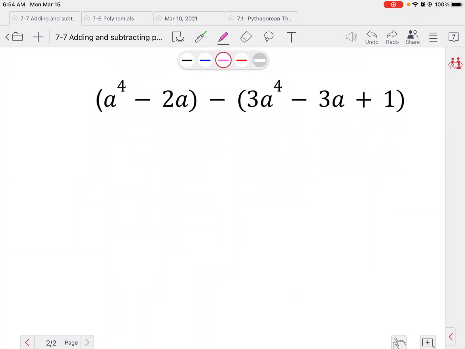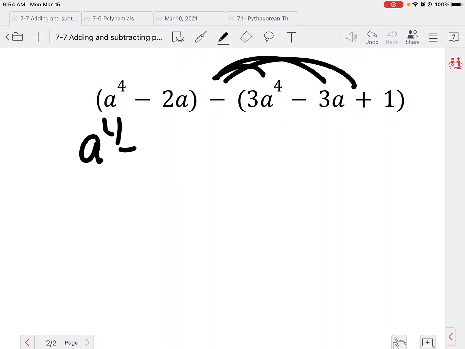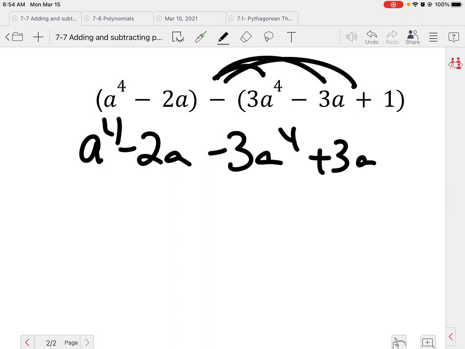Again, this one, I want to see you write the distribution out and say, okay, this is a to the fourth minus 2a minus 3a to the fourth plus 3a minus 1. What I see students do is they minus the first part and then they keep everything else the same over here. We don't want to do that. So definitely write this step out right here so that way you know what you're adding and subtracting. That will save you a whole bunch of heartache.